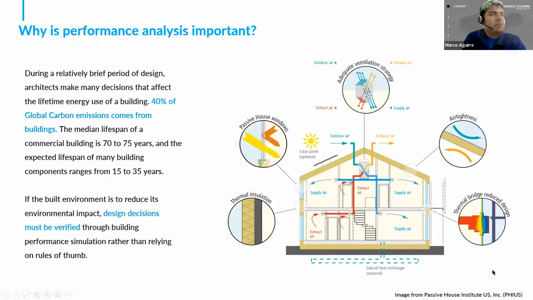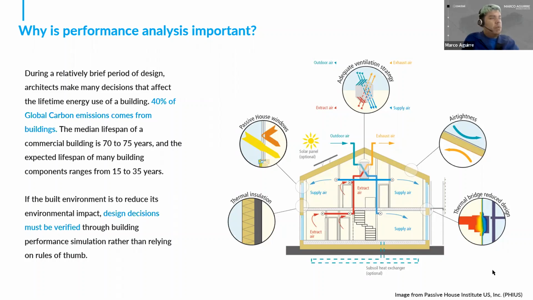I think everyone's pretty familiar with why performance analysis is important, but it's always great to have a reminder. Buildings right now contribute 40% of total global carbon emissions. The typical lifespan of a building is going to be between 70 and 75 years. And we're going to see the building components, so different properties that we typically have to exchange between 15 and 35 years.